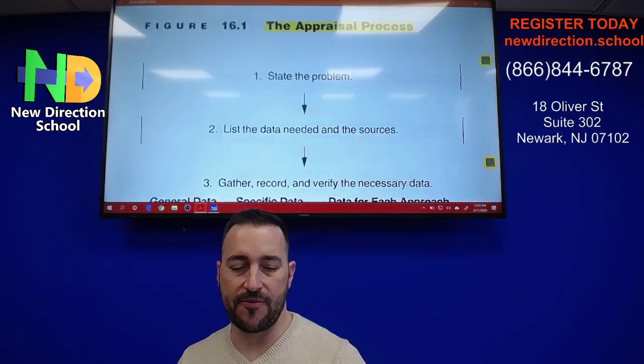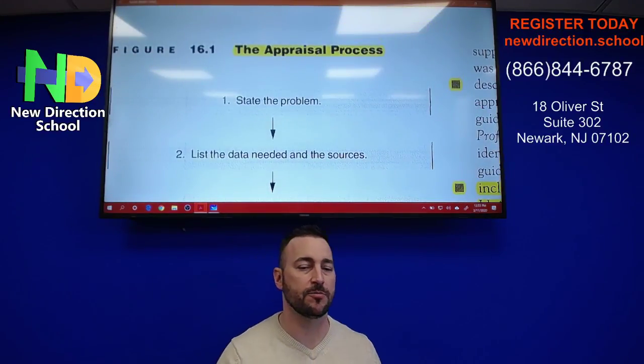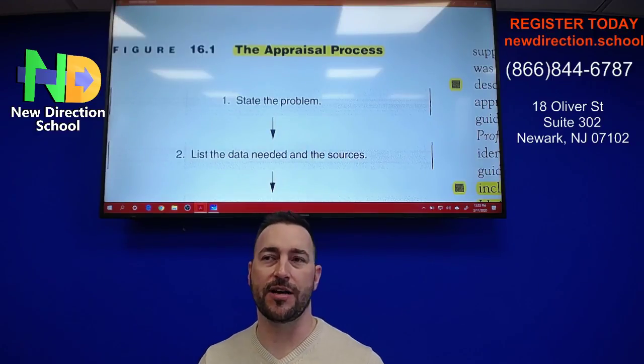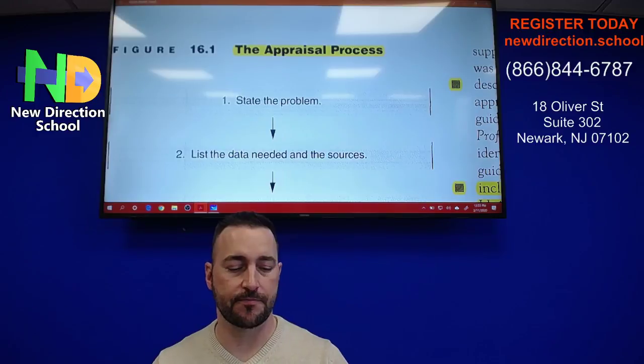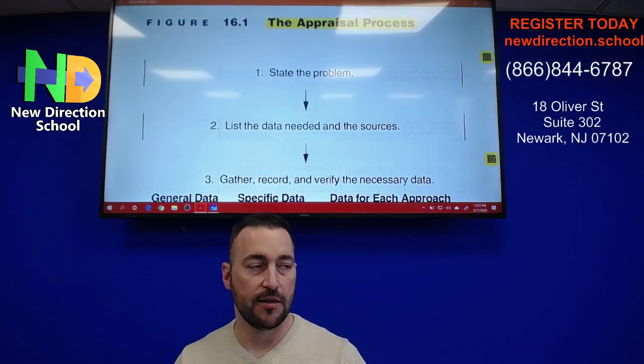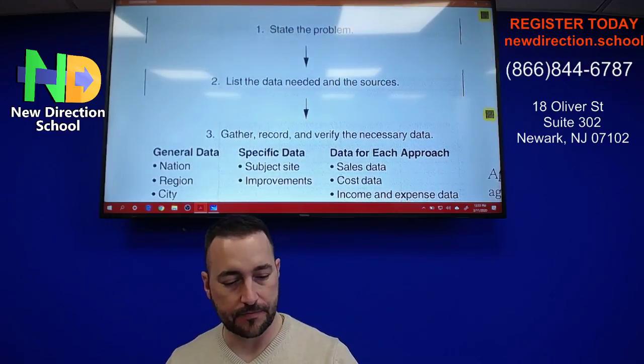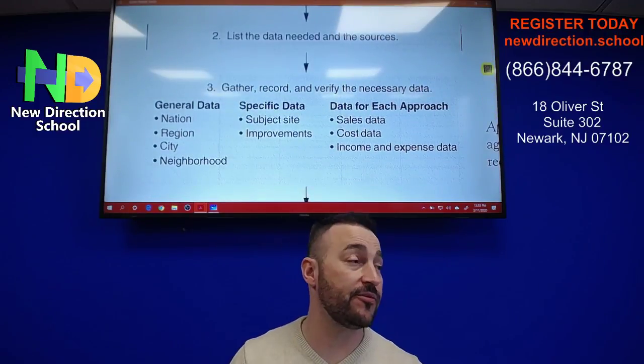And then the final thing on the next page is that the appraiser prepares a report. So here's the appraisal process. We're going to state the problem. So what we're looking for, right? We're going to list the data needed and sources. We're going to gather, record, and verify the necessary data.